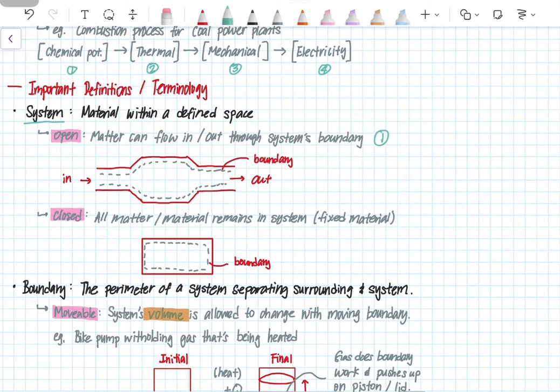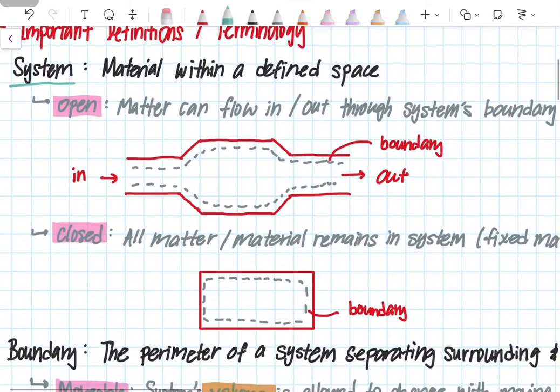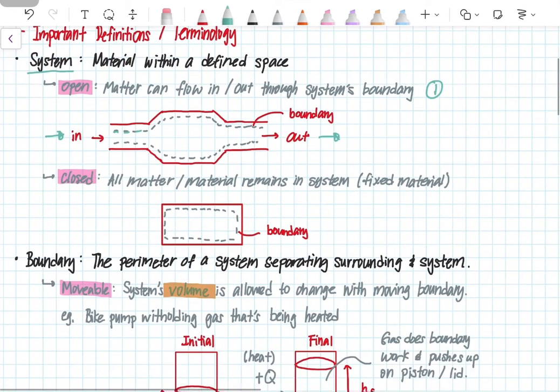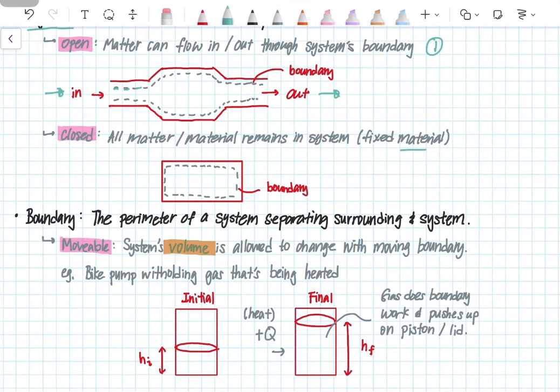So now you might be wondering what a boundary is. If you look closer at this drawing right here, the gray dots that I have, they're basically the boundary. And all of your matter is able to flow in and flow out freely. So you do not have mass conservation, which will be important in later chapters. You could also have a closed system where all of the material remains inside the system and you have a fixed mass. So the initial mass is going to be equal to the final mass.